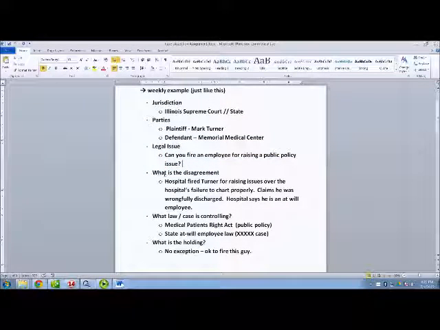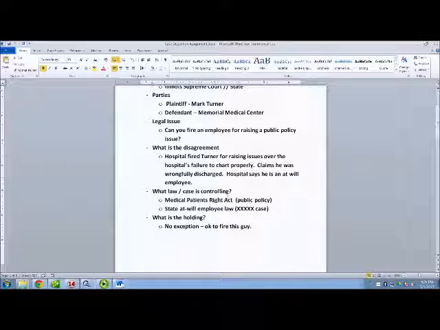The disagreement: tell me the story of what's going on. So in this case, the hospital fired a guy for raising issues over a failure to chart properly. He is claiming he was wrongfully discharged in violation of public policy. So this becomes a competition between public policy and at-will employment in the state of Illinois.